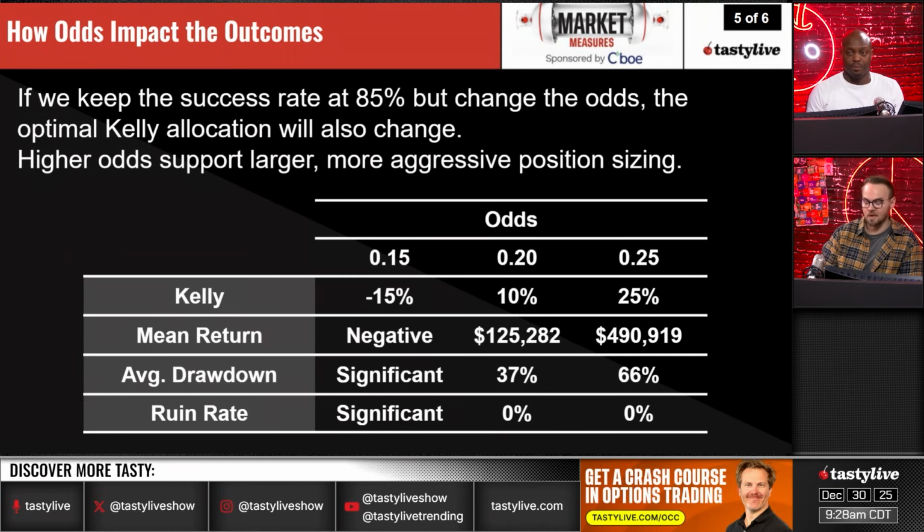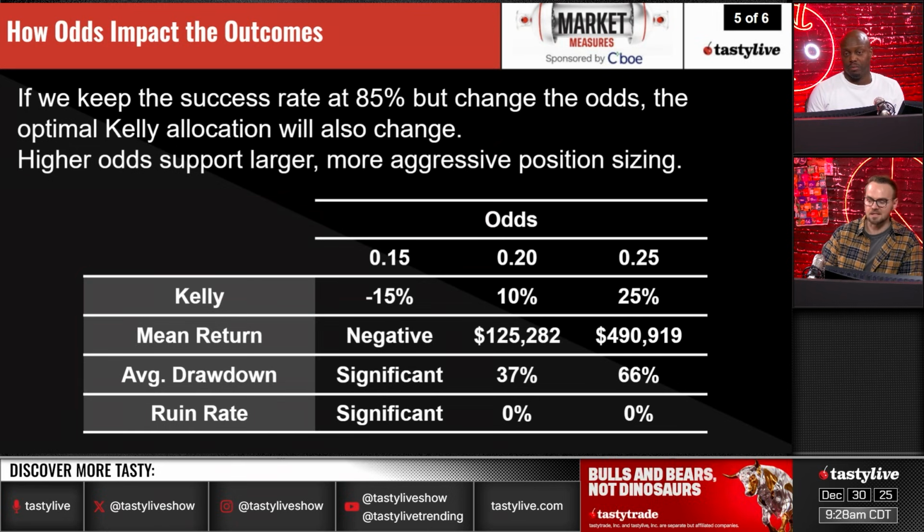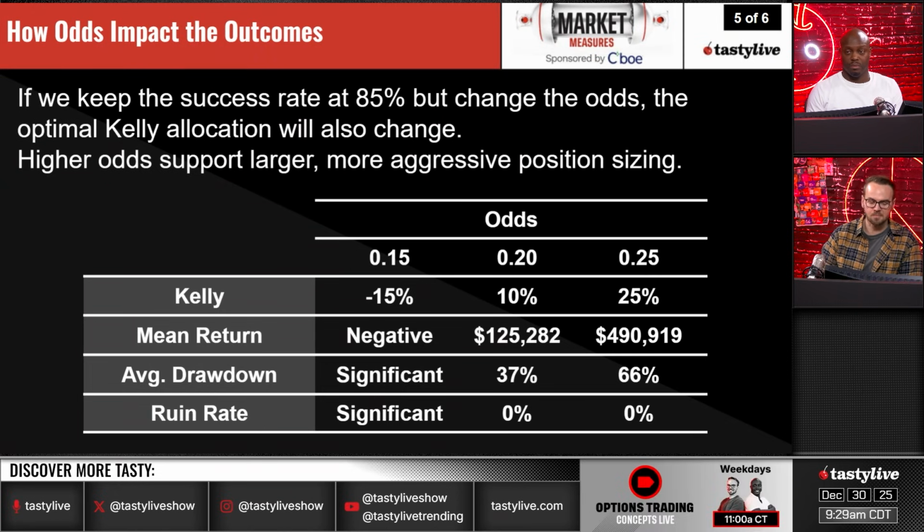Yeah. And another call out here, this average drawdown. So we looked at the 20% odds, 10% allocation, average drawdown of 37%. Slightly higher odds and more than double the allocation, you basically double your average drawdown. So you still have to understand that even in a 25% allocation situation, you're going to have drawdowns that are still pretty high.